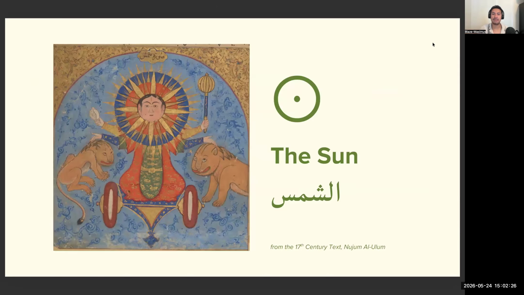And then we have Ash-Shams here, who is the sun. I love this depiction of the sun. I actually think it's such a very beautiful depiction of Leo, of the sun in Nujum al-Ulum. Yeah, one of my favorite ones, actually, of the sun. I mean, again, I think this manuscript has so many great depictions of the planets. Like, amazing.